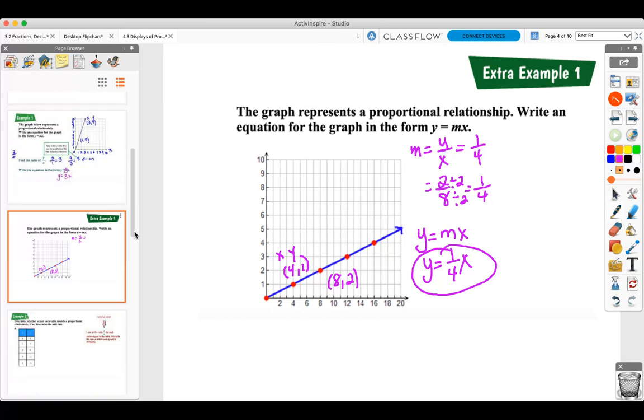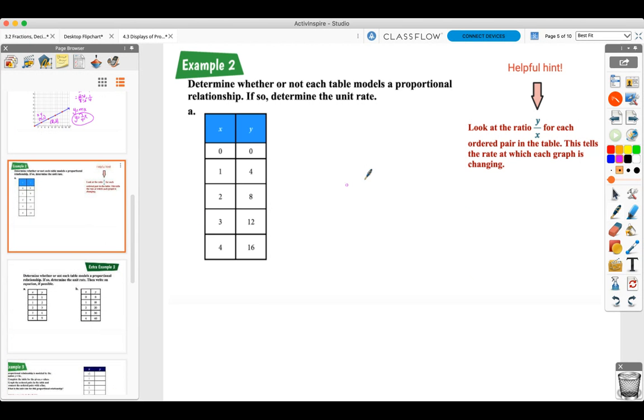Now let's do another type of problem. Determine whether the table represents a proportional relationship. If so, determine the unit rate. So look at the y over x for each ordered pair. This tells you have to do it for each of them. So you have to do y over x for every single one of them, not just one, every single one of them. So you don't really need to do the 0 over 0 just because it's going to give you a different value. So we're going to exclude that one.